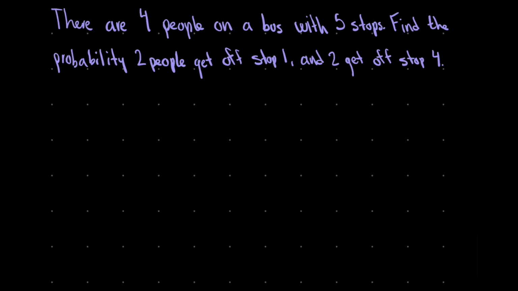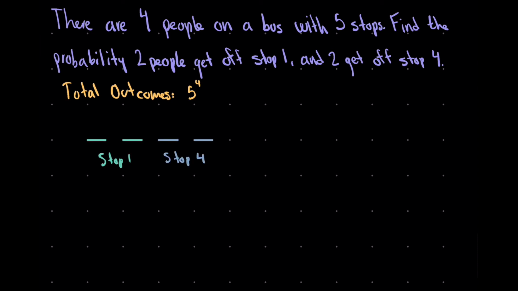We finished this video off with a word problem. Say there are 4 people on a bus with 5 stops. We're asked to find the probability that 2 people get off stop 1 and 2 people get off stop 4. Well, because we're being asked to find the probability, the first step is to find the number of total possible outcomes. Because each of the 4 people are unique, and they could each get off at any of the 5 stops, we have 5 to the power of 4 total outcomes.